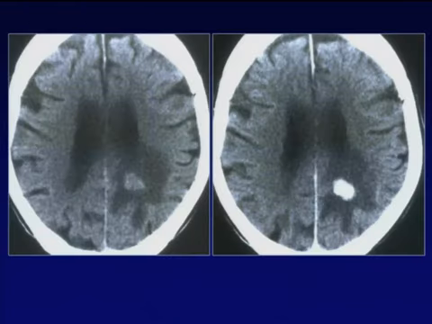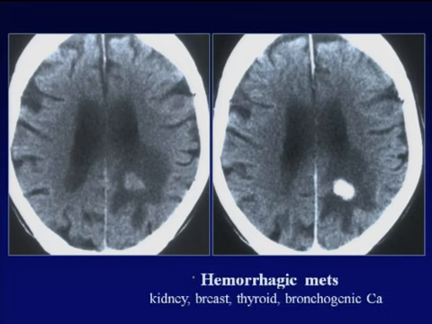Sometimes we may have metastatic disease. This is pre and post contrast CT, and we have hemorrhage, and we have typical hemorrhagic metastatic disease from kidney, breast, thyroid, and bronchogenic CA, hematogenous hemorrhagic metastatic disease.